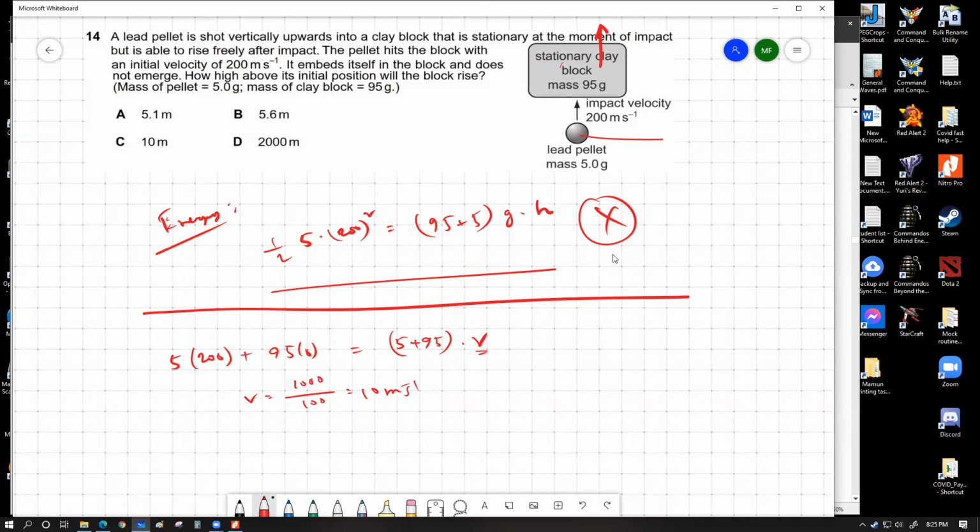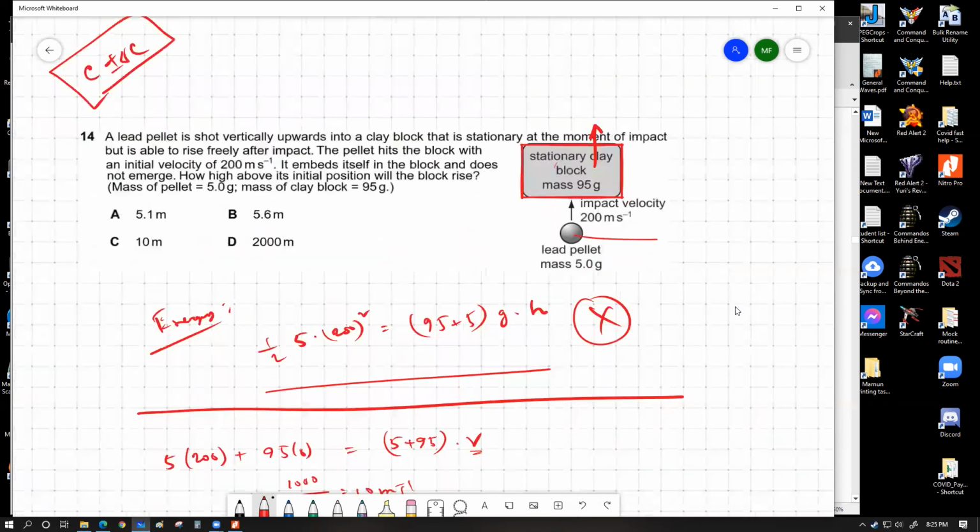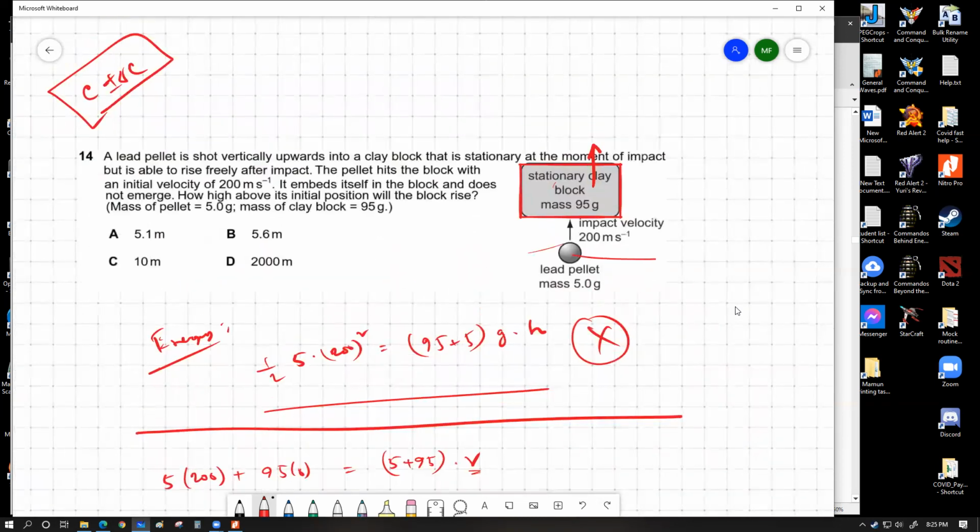This V means the final velocity after the collision has happened, which is going to work as the initial velocity of rise for this combined object. So what we have to consider at this instant is that this object is now going to start to rise up.